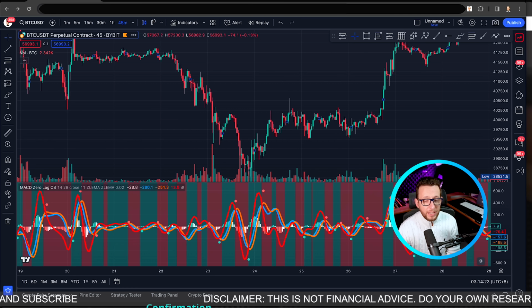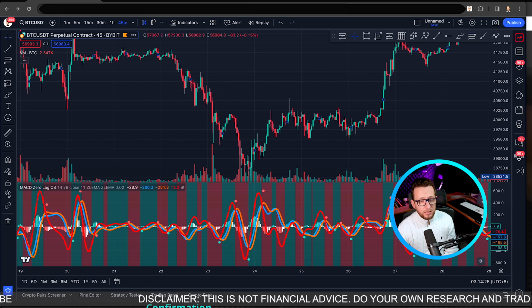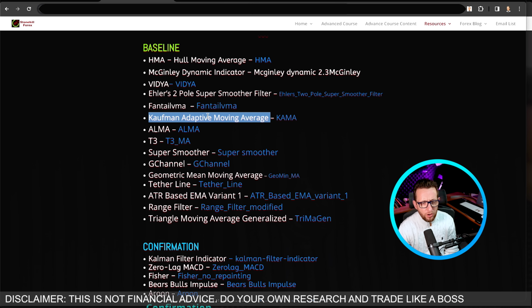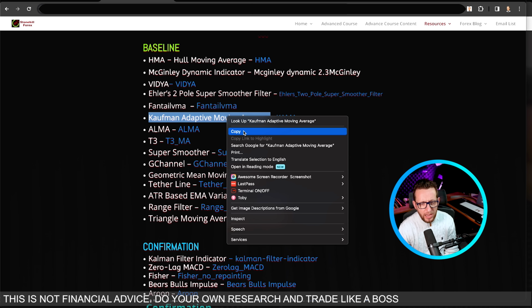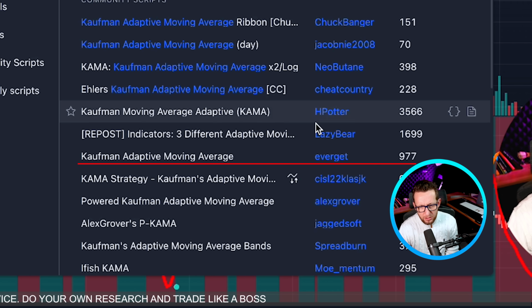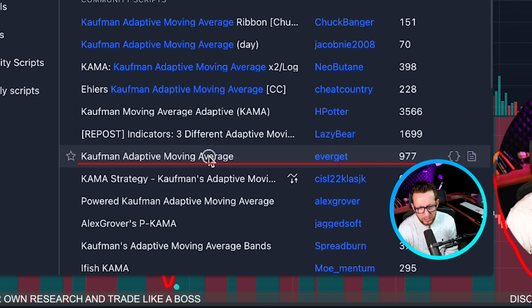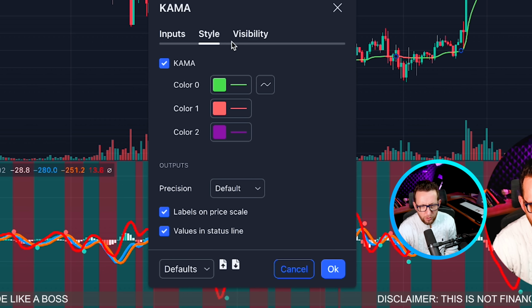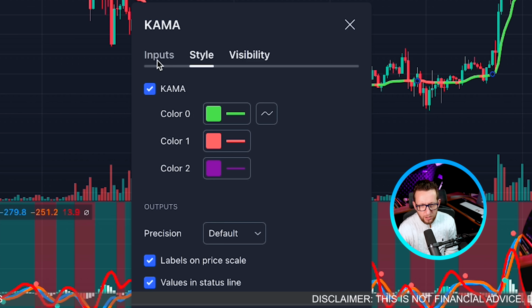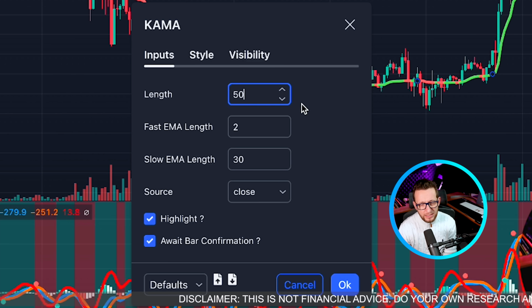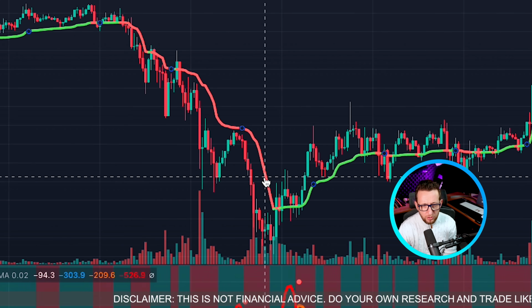Okay, for our baseline trend indicator, so the indicator that's going to give us our trend direction, we're going to be using the Kaufman Adaptive Moving Average. So I'm going to copy and paste that over there because I'm a bit lazy. And we're going to be using the one by Everget here. We're going to go over to our settings and make it a little bit thicker for YouTube. Et voila! And now we're going to change the length to 50, so it's a little less strict on the old moving average here.